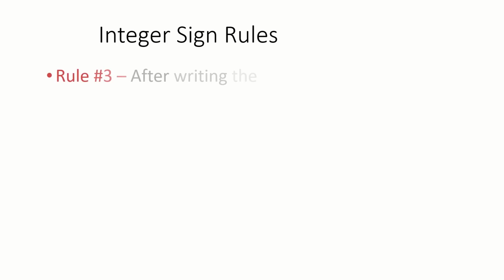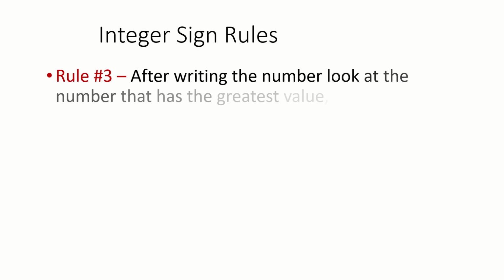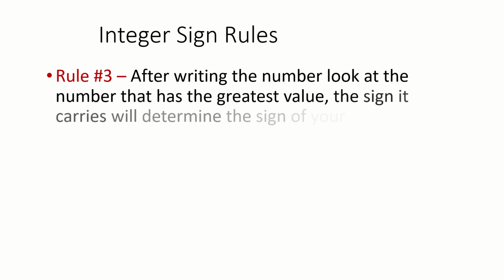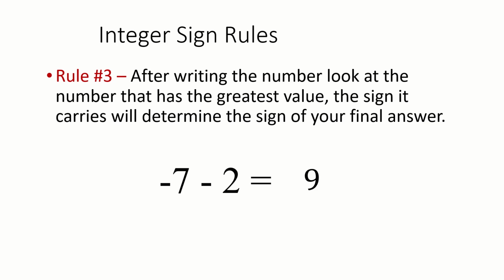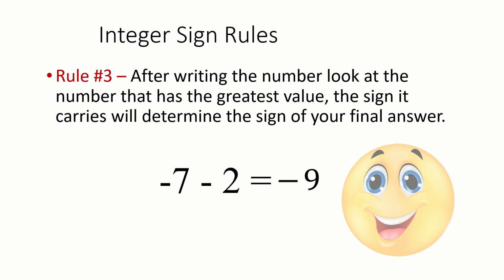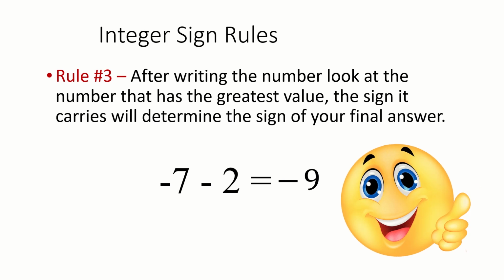Rule 3. After writing a number, look at the number that has the greatest value. The sign it carries will determine the sign of your final answer. So recall negative 7 minus 2. We added and we got 9. Now which number is bigger? The absolute value, 7. What operator does it carry? The negative sign. So we'll just simply add negative to 9. That's it.